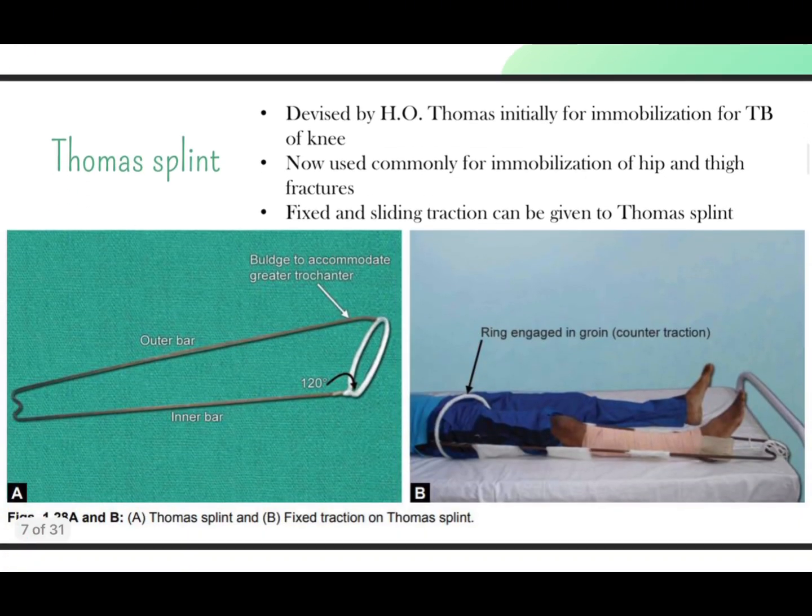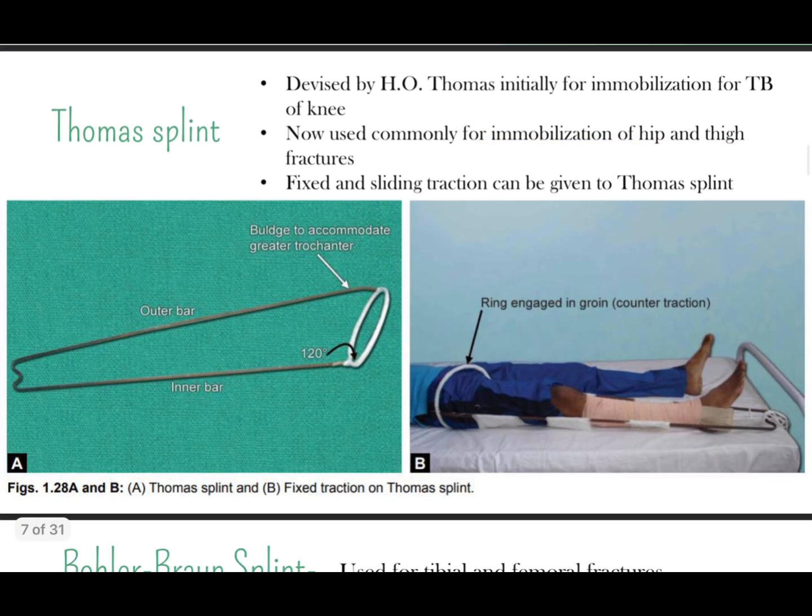Another one of historical importance is the Thomas splint. It was initially devised by H.O. Thomas for immobilization in cases of tuberculosis of knee, but nowadays it is commonly used for immobilization of hip and thigh fractures. We can see that it has an outer bar, an inner bar, and there is a certain bulge in the outer bar. This bulge accommodates the greater trochanter, and there's this ring, and this ring forms a 120-degree angle with the inner bar.